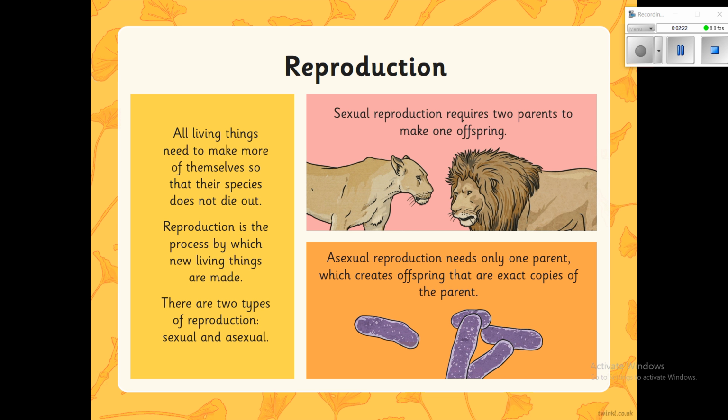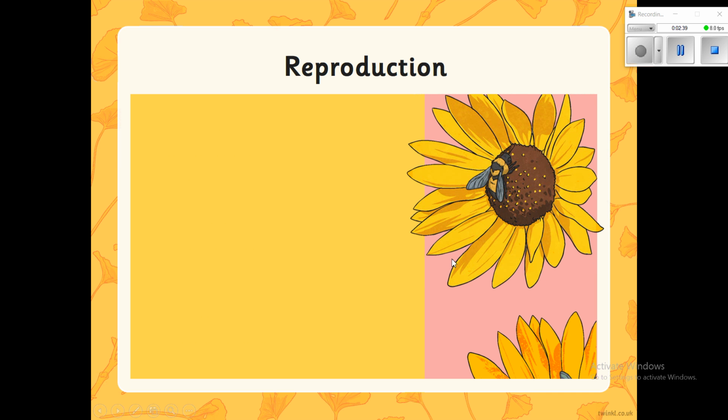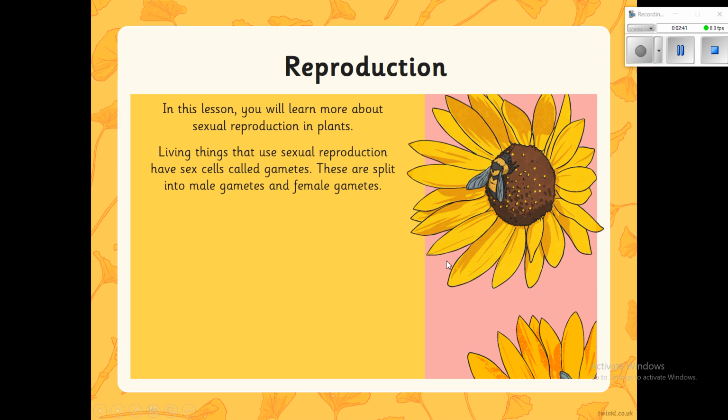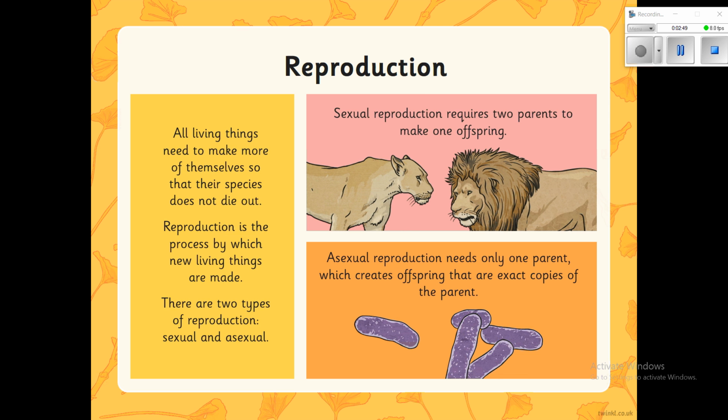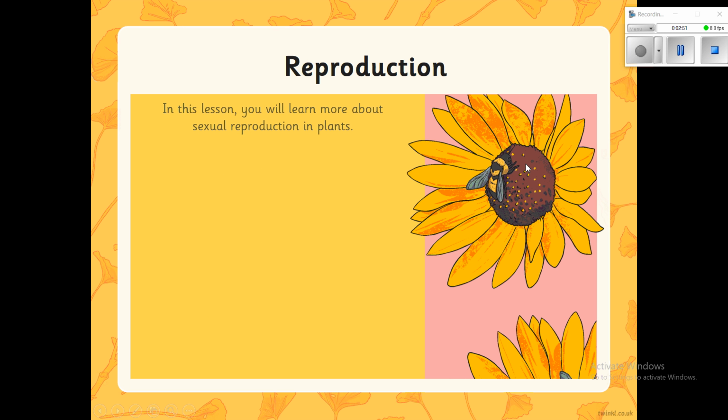Humans, for example, take part in sexual reproduction because we know that you are not exact copies of your parents. You might look similar, you might have similar attributes, like your mum's eyes and your dad's nose, but you're not going to be identical to them. So going further into reproduction, you will learn about sexual reproduction that occurs in plants. Remember, sexual reproduction is when you've got two different parents and it makes one offspring.